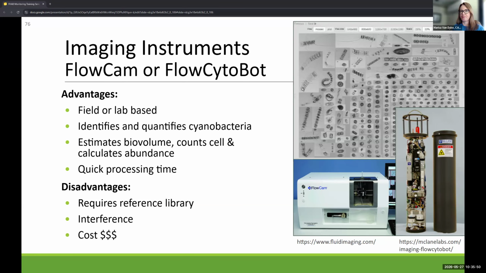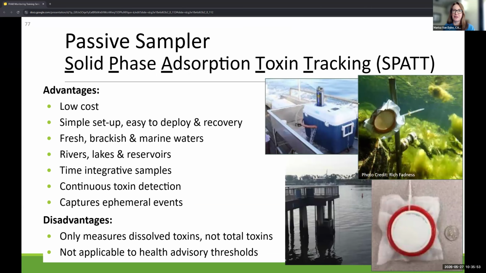Something that we use in our program, and many others in the state, is passive samplers, meaning you don't need to actively sample for the toxins. You deploy this device in the waterway, the water flows through it, and then you go back and collect the device and have it analyzed by the lab to understand what toxins were present. We use something called SPATT, which stands for solid phase adsorption toxin tracking. This is a synthetic resin, powdery, put into a mesh bag, and you submerge it in your waterway. It's going to absorb the cyanotoxins and other chemicals dissolved in the water as it comes in contact with it.